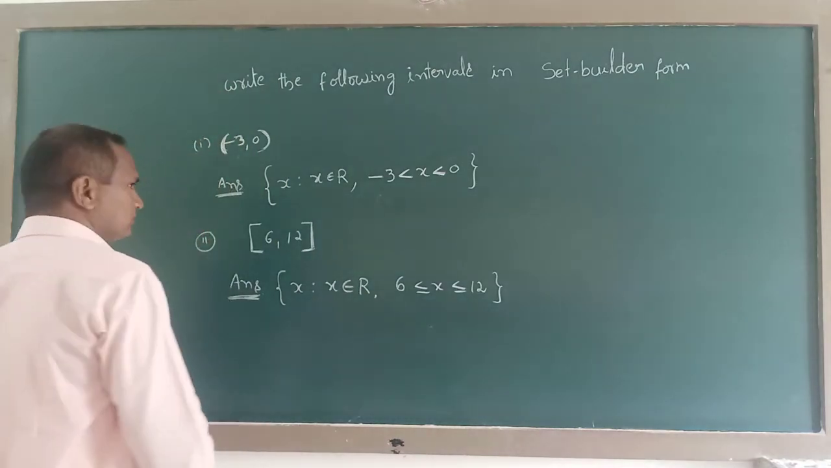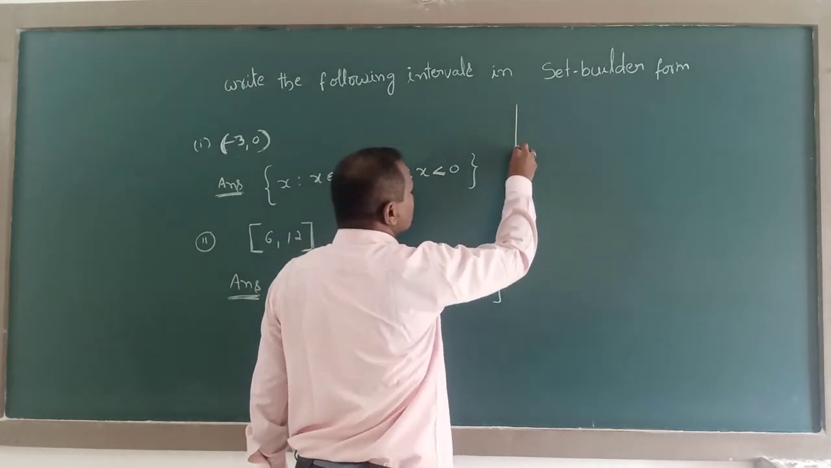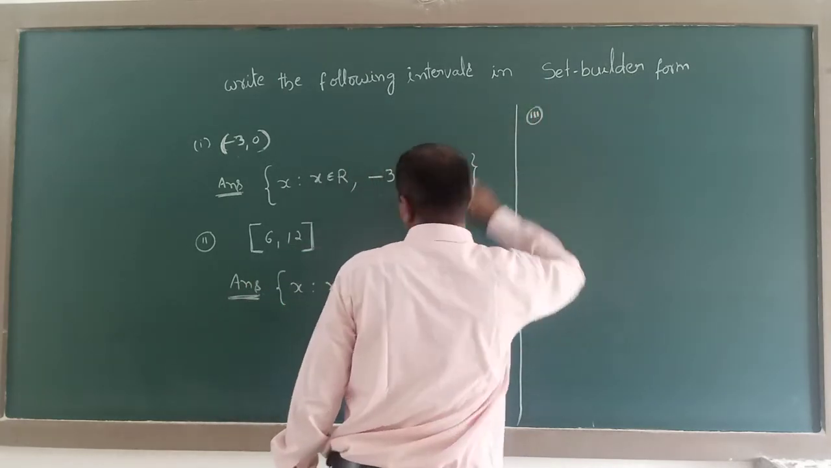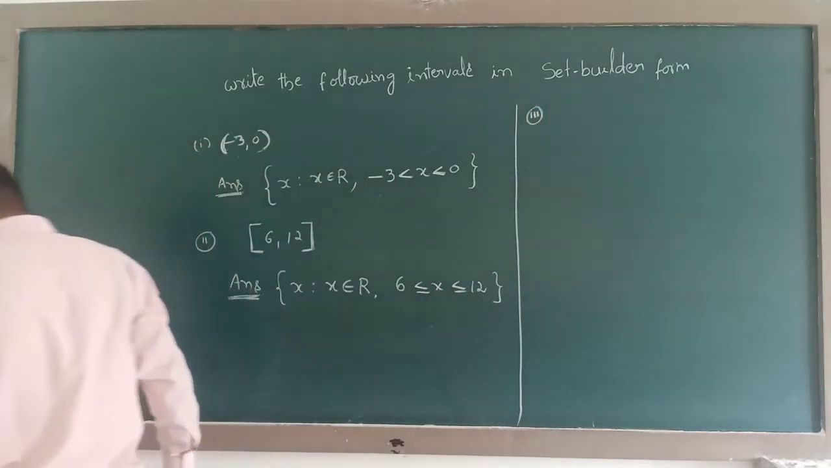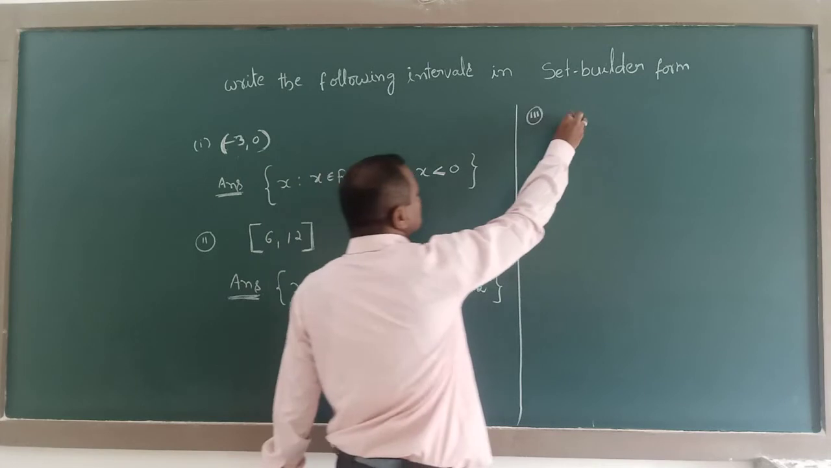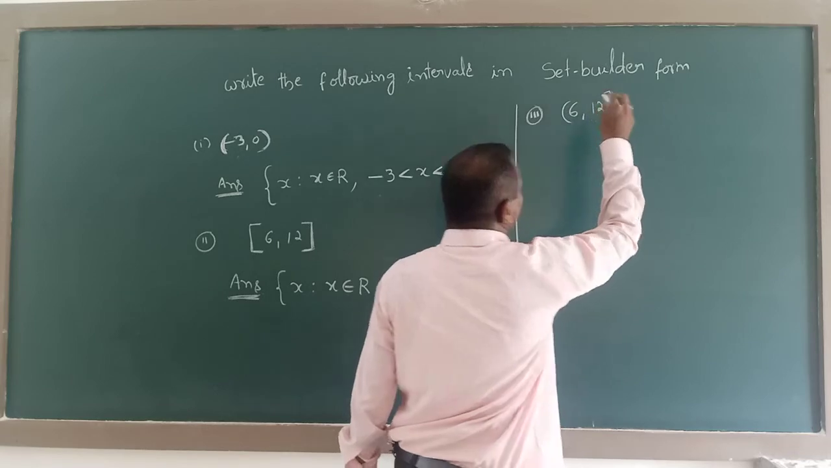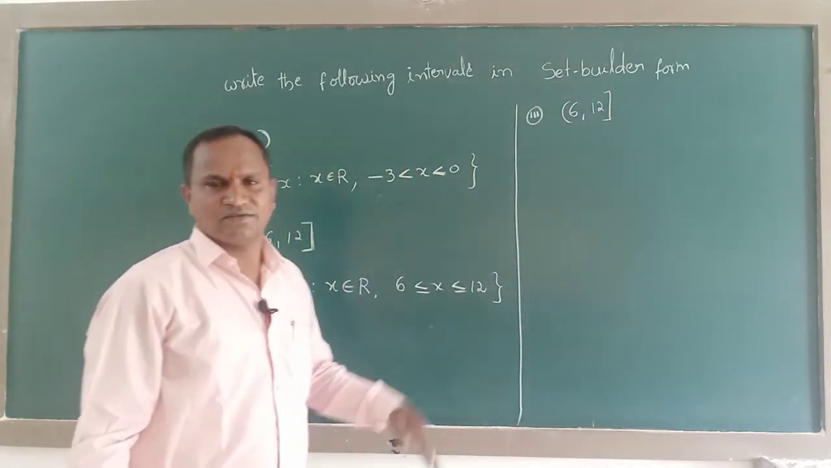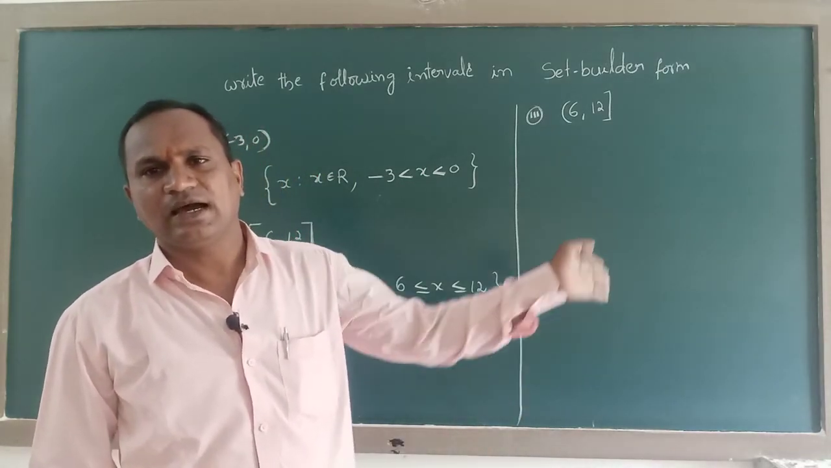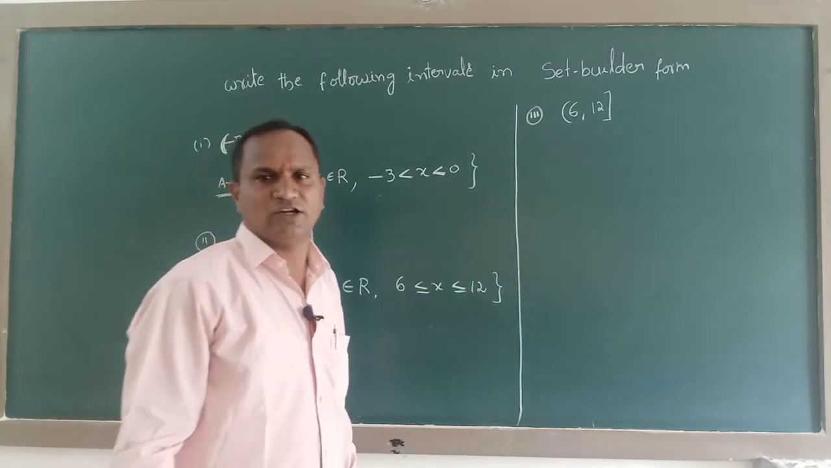Now third question. Third question is an open interval at 6 on one endpoint side, and a closed interval at 12 on the other endpoint side. One side is open and one side is closed, which means one side is strict less than, and the other side, closed, means less than or equal to symbol. I'll show how to write this.